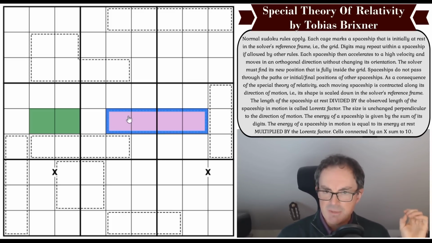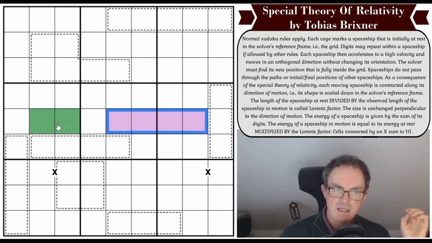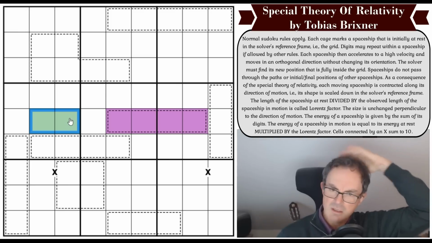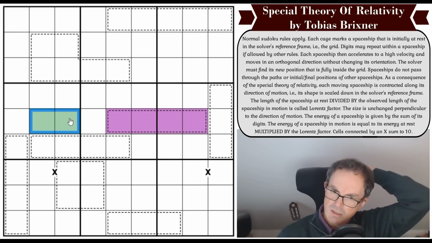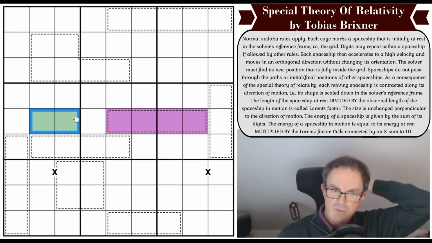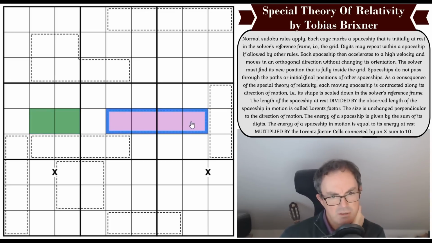The energy of a spaceship is given by the sum of its digits, and the energy of a spaceship in motion, so that's that one, is equal to its energy at rest multiplied. Oh, so it's higher energy. That's very interesting, actually. So this is wrong. What I've done here is actually wrong.